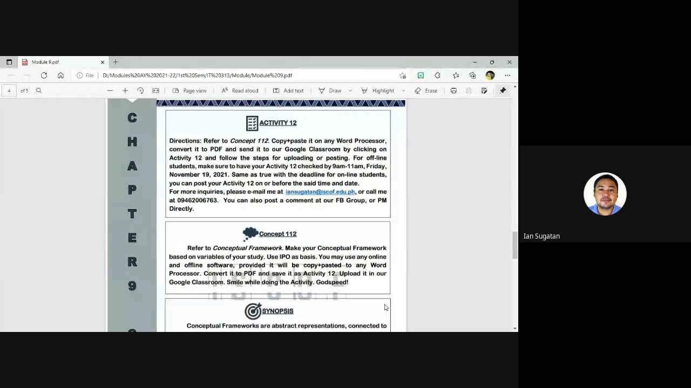So for our activity number 12, you're going to refer to concept 112. And our concept 112 is you have to make your conceptual framework based on the variables of your study. So, ibutang nyo anay guys, yung title ka inyong study, no? And then, imuan nyo siya ka IPO diagram. And then you may use any offline tool, using the IPO as the basis. So, kung gusto niyo ng modified ng IPO, IPOS. And then, makita nyo ang example sa tong video kagapon nga gin-obra naton karang hapon. So nasa YouTube na siya.